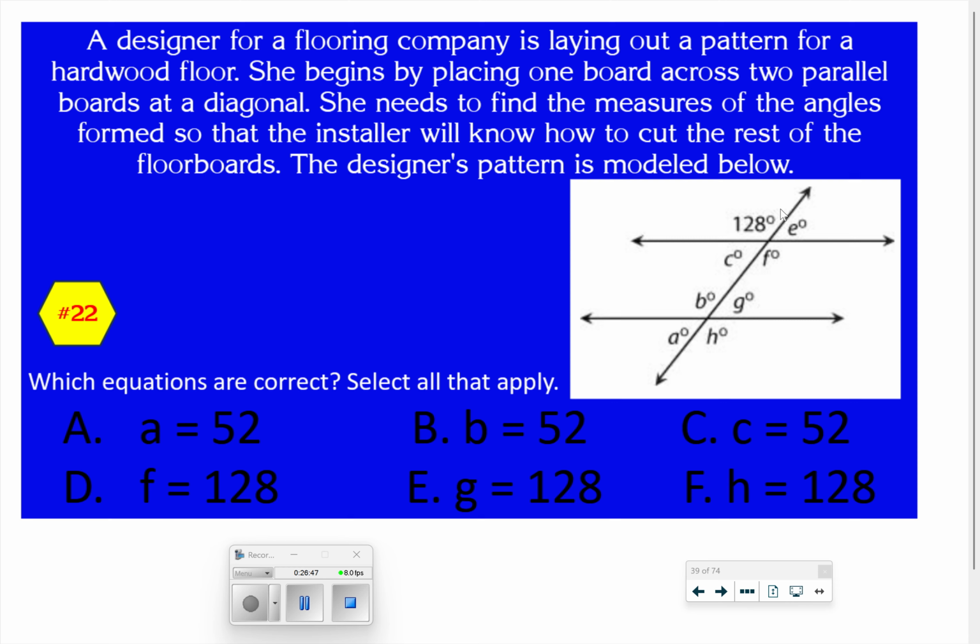So here we have a transversal. We know the measurement of one of these angles here is 128. And it says which equations are correct. Select all that apply. So they're talking about angles A, B, C, F, G, and H. Which one of them has the correct measurement and which one does not? Remember that these two lines are parallel.